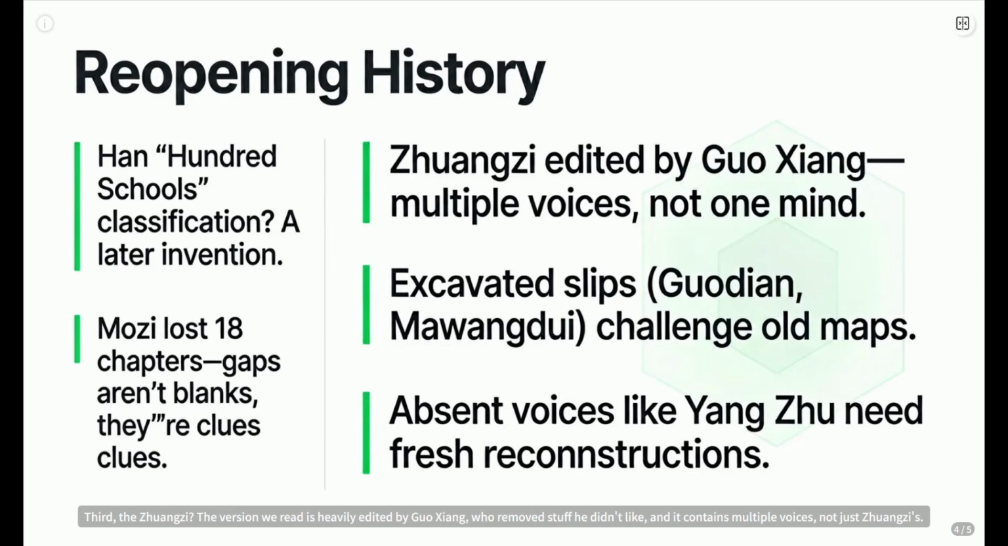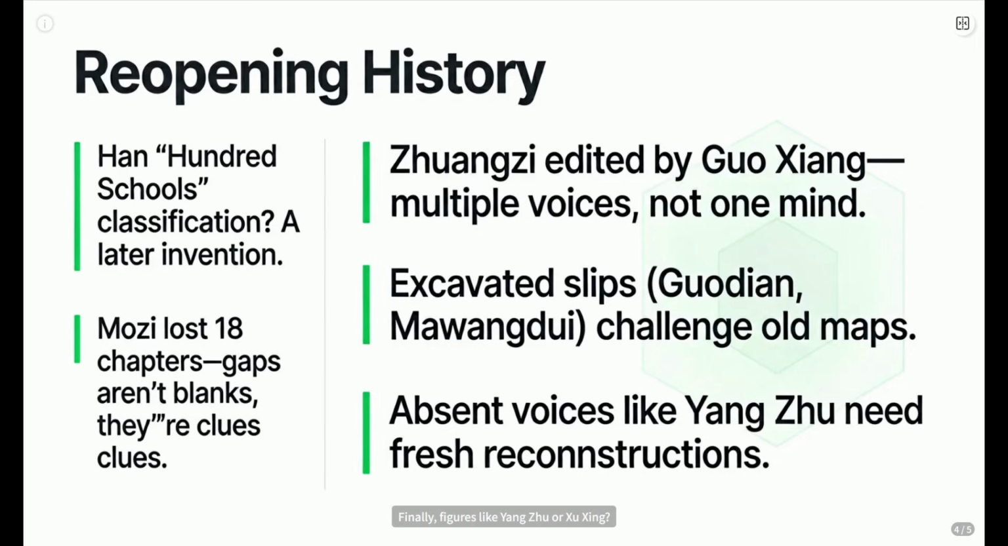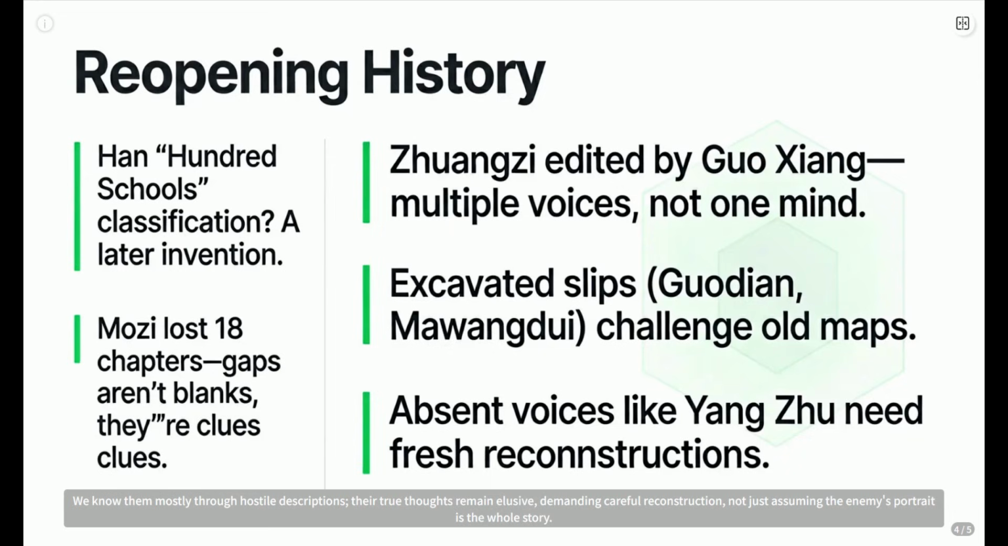Third, the Zhuangzi. The version we read is heavily edited by Guo Xiang, who removed stuff he didn't like, and it contains multiple voices, not just Zhuangzi's. Fourth, those amazing excavated manuscripts like Guodian and Mawangdui. They throw wrenches into our neat boxes, showing connections between traditions we thought were separate. Finally, figures like Yang Zhu or Xu Xing. We know them mostly through hostile descriptions. Their true thoughts remain elusive, demanding careful reconstruction, not just assuming the enemy's portrait is the whole story.